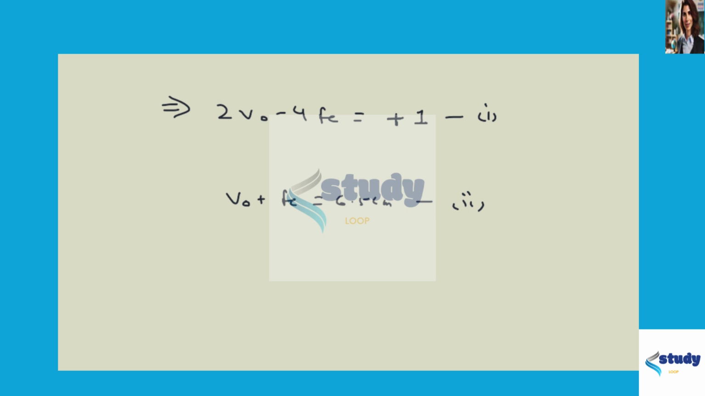So from equation 1 and 2, I can write the value of V naught is equal to 4.5 centimeter and the value of Fe is equal to 6.5 centimeter minus 4.5 centimeter, which is equal to 2 centimeter as the focal length of the eyepiece.